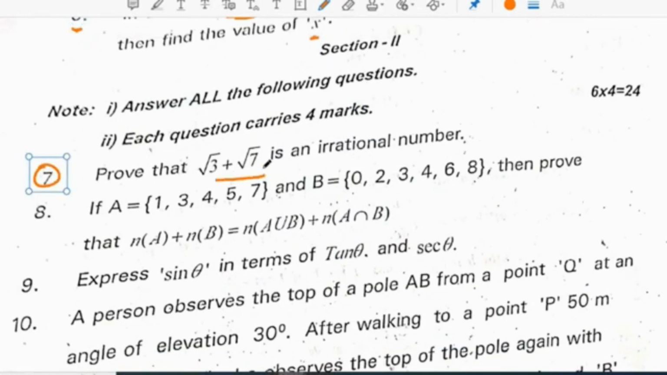Question 7: Prove that root 3 plus root 7 is an irrational number. So if the right side is a rational number, obviously the left side will also become rational. So we know that root 3 is not rational. Therefore, this is a contradiction to our assumption that root 3 is rational. Therefore, root 3 plus root 7 is an irrational number.